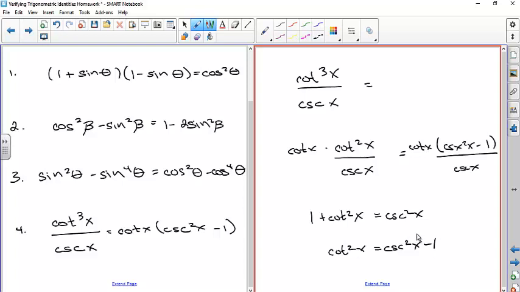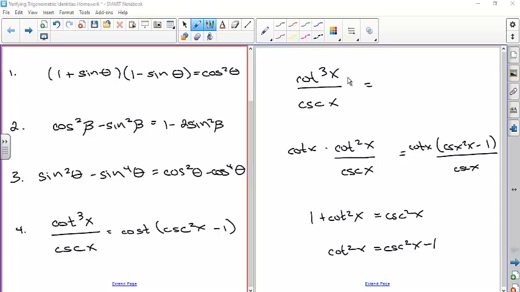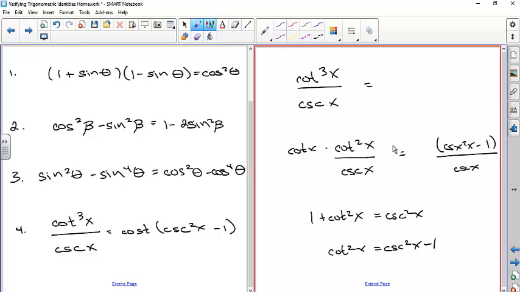Something doesn't look right. Let me just check the problem statement and make sure I wrote the problem down correctly. Pause for a second. Okay, so I wrote the problem down wrong. So this should be cosine, not cotangent. Well, this is true, but what I'm looking for is cosine.